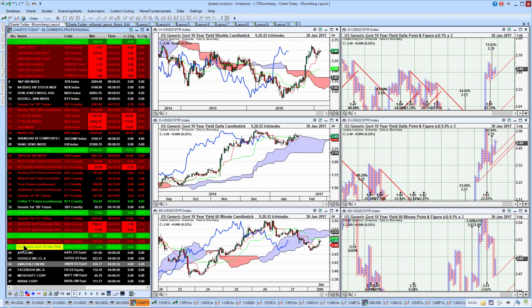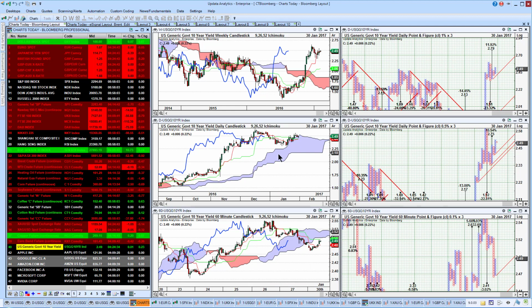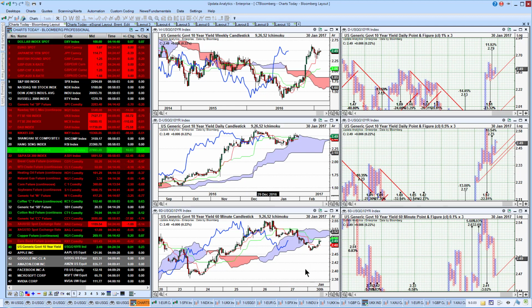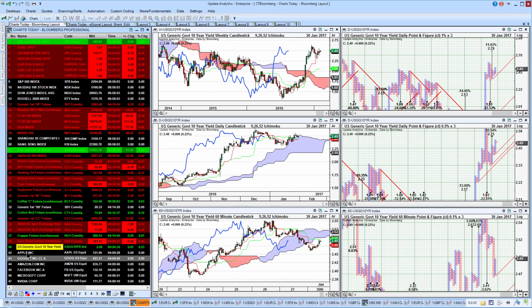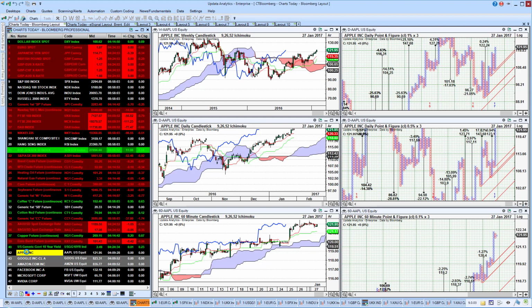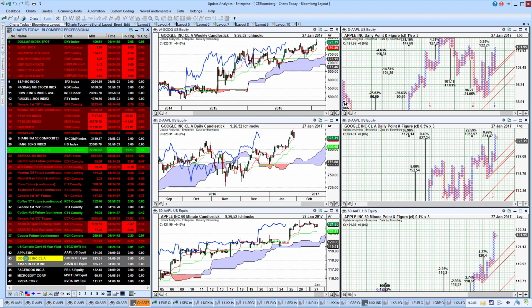US bond prices, bond yields, still hanging around at this 2.5% level. A lot of noise in the market with everything that's going on with the new president in the US. But interestingly, we're still bullish on all three time frames, so yields holding up. Tech had a great week last week, really just continuing to run up. Apple moving higher. Results out shortly.